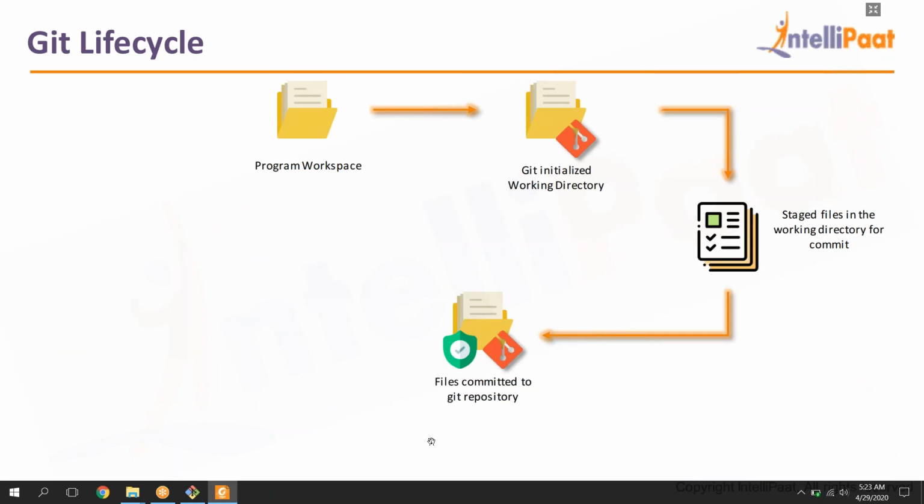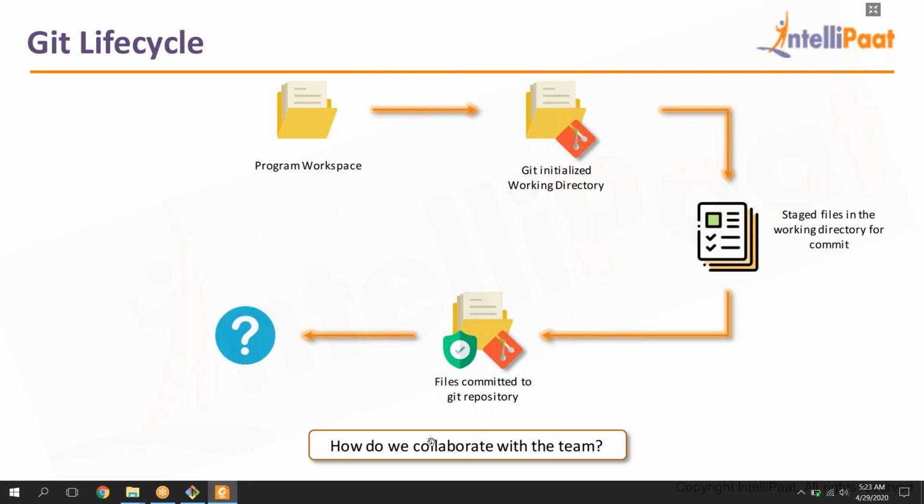So this is just a pictorial view. You have the program workspace, then you initialize the working directory, then you work on the files, which goes to what is called the staging area. And then you save the code, and you push that code to the remote repository. So this is a pictorial view of the life cycle.